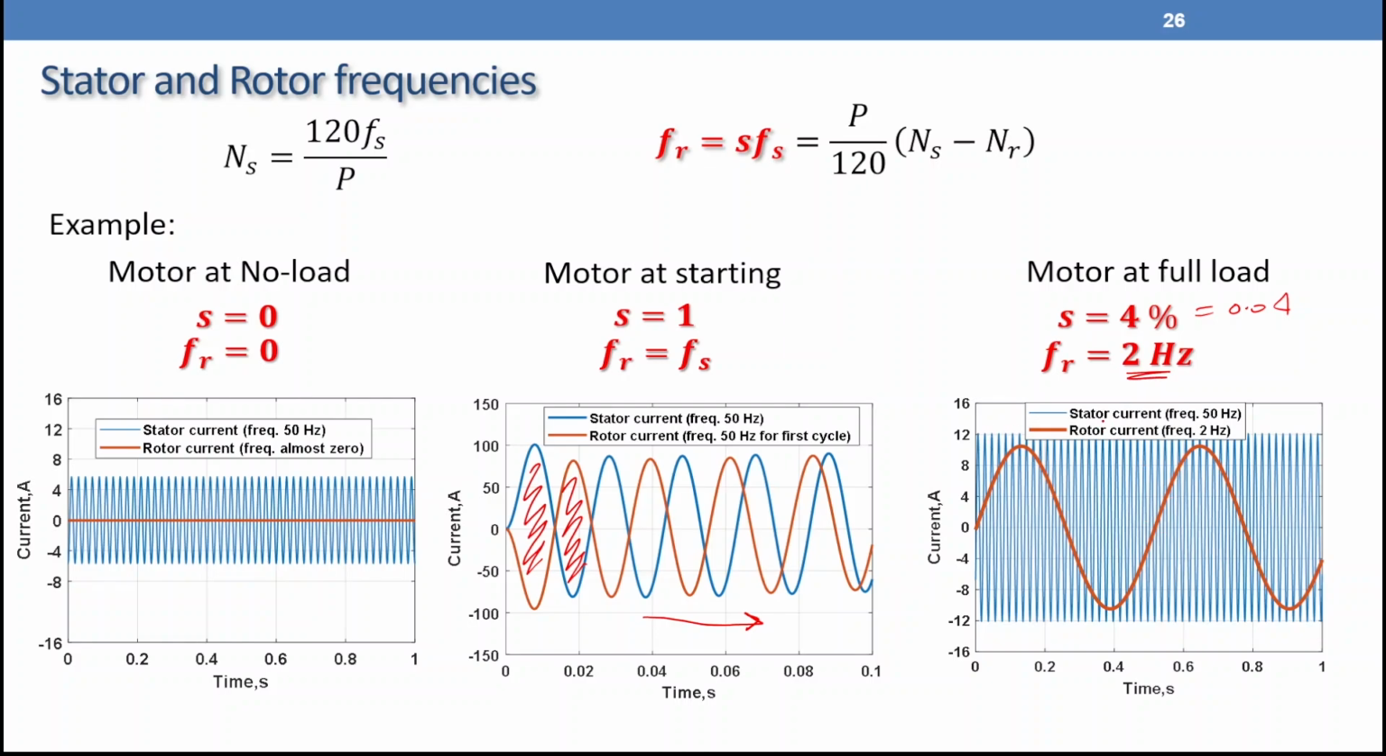And the supply is 50 hertz. So the slip term, fr equals s fs. The machine is running at slip 4%. As you can see here, this is the voltage induced in the rotor, which has a frequency of 2 hertz. And that in turn gives you a current in the rotor. And the current in the stator is at 50 hertz supply.